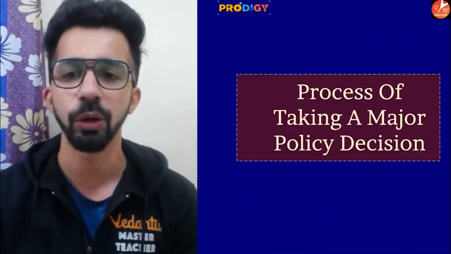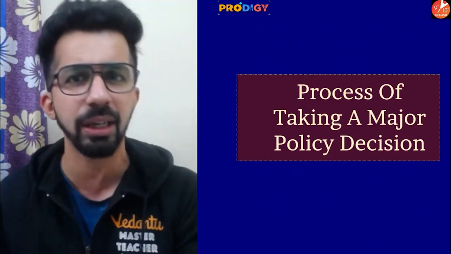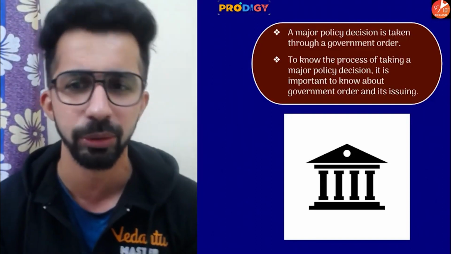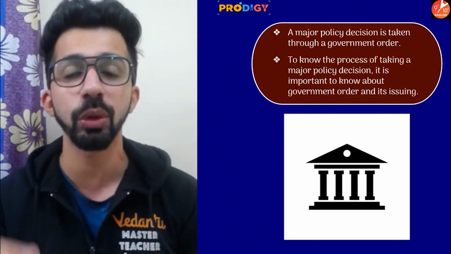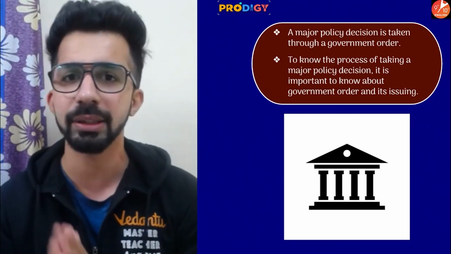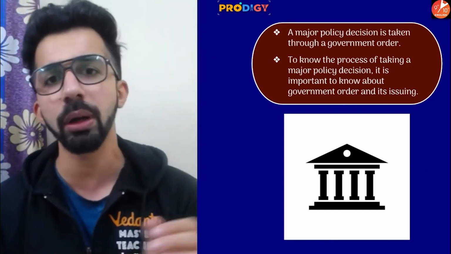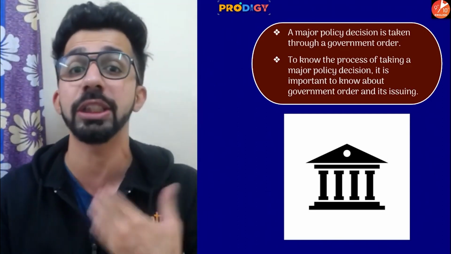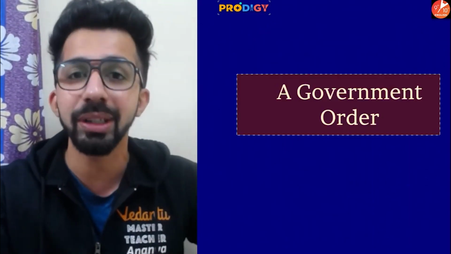Okay, chalo. So let's start, guys. First we will be understanding about the process of taking a major policy decision. Okay, let's talk about the entire process. Now guys, a major policy decision is taken through a government order. So guys, the government order is issued and this is how a major policy decision is taken. Okay. Now guys, to know about the entire process, we need to understand what is a government order and how it is issued. Okay. So let's talk about what is a government order and how it is issued.